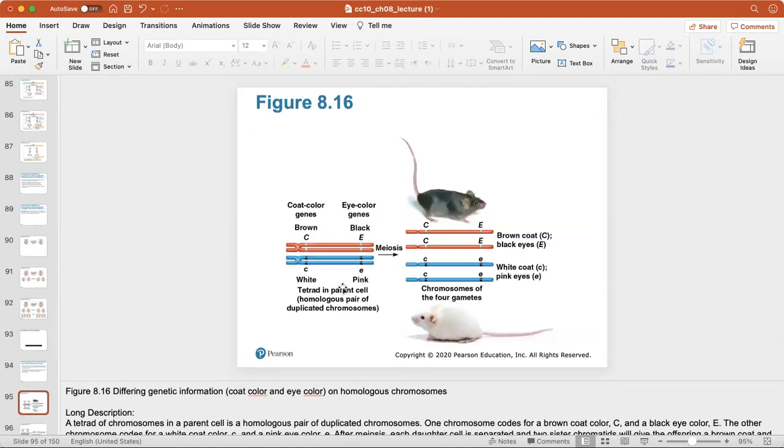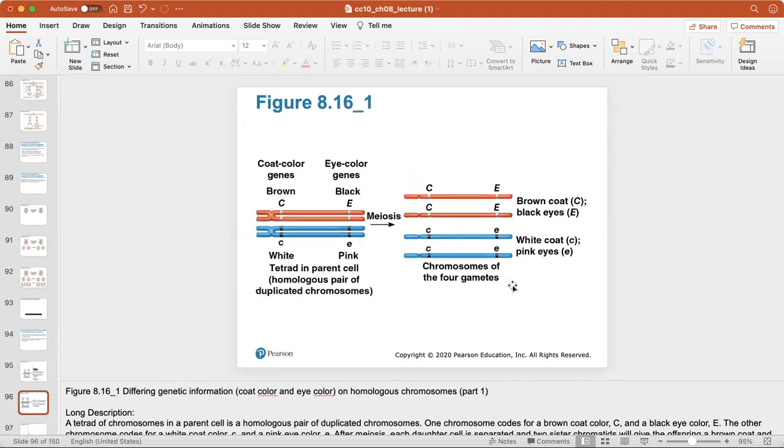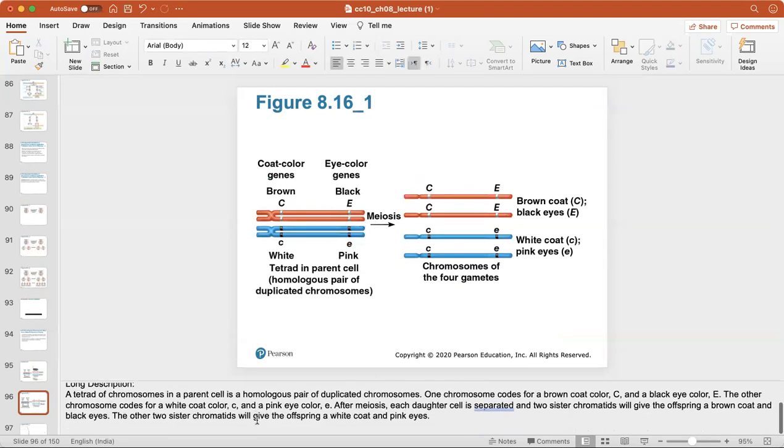So right here, we have a tetrad in a parent cell. We'll see the coat color gene is either brown or black. And then the parents will create offspring that will either be a brown coat with black eyes, or a white coat with pink eyes. So here's the differing genetic information, the coat color and eye color, and a tetrad of chromosomes in a parent cell is a homologous pair of duplicated chromosomes.